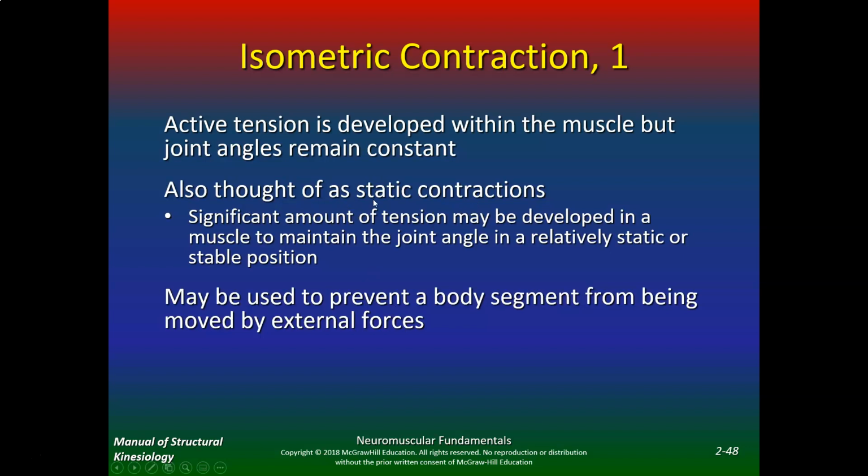It's also thought of as a static contraction. A significant amount of tension may be developed in a muscle to maintain the joint angle in a relatively static or stable position. It may be used to prevent a body segment from being moved by external forces. So isometric contractions are definitely beneficial. When you sprain your ankle, you can start with isometric contractions, and that would be a good way to start off, and then gradually build your way up.